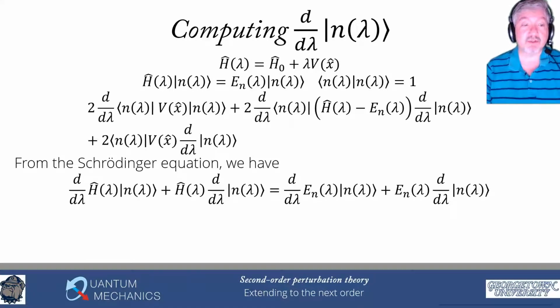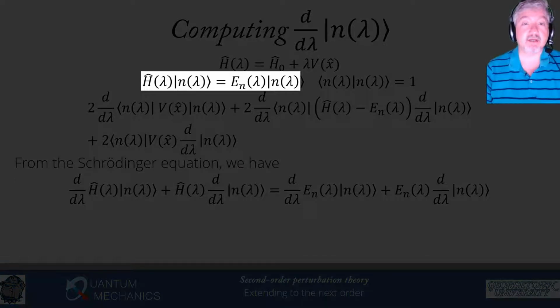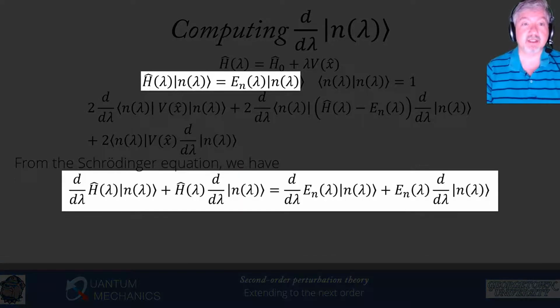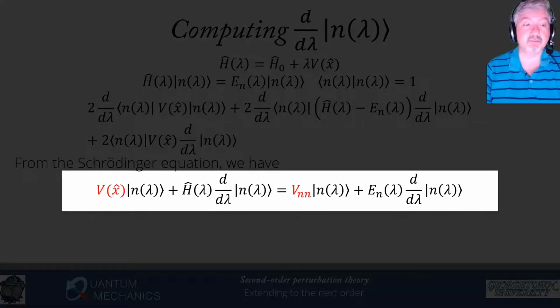To do that, we have to refer to the Schrodinger equation. So the Schrodinger equation is actually written for you in the second line. It says H of lambda acting on n of lambda is E_n of lambda times n of lambda. If I take a derivative with respect to lambda of that, I of course get the derivative hitting both of the terms on the left-hand side and both of the terms on the right-hand side. Now the derivative of H with respect to lambda, that's going to be V, and we know the derivative of E_n of lambda with respect to lambda, that ends up being V_nn. And so we can replace both of those by V and V_nn.